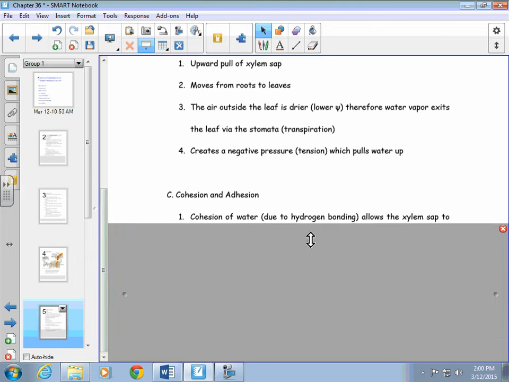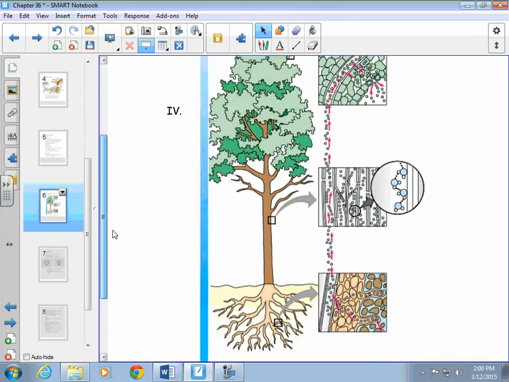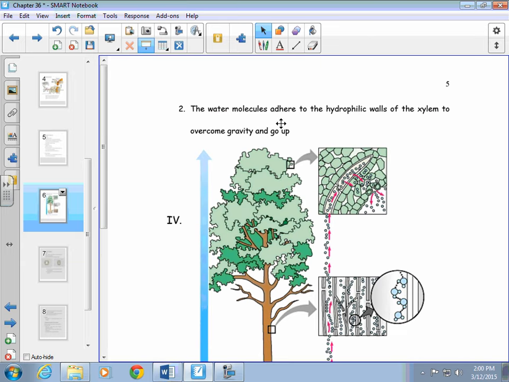Cohesion and adhesion are terms that we did discuss when we did biochemistry. Cohesion is when water sticks to itself due to hydrogen bonding, so water molecules can stick to each other and kind of climb each other up a plant. The other term is adhesion, and adhesion is when water molecules stick to other things, and in this case, water molecules are sticking to the hydrophilic walls of the inside of the xylem. Hydrophilic, remember, means water-loving, so water can stick to it, can touch it with no problem, and the water will move up the xylem and overcome gravity.